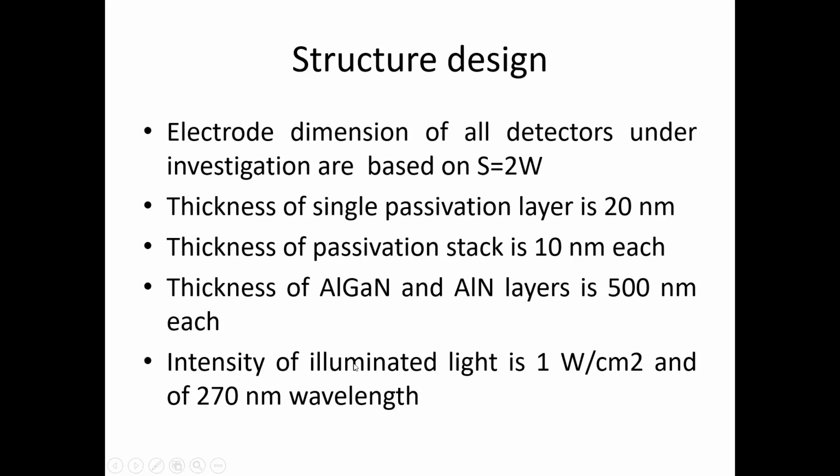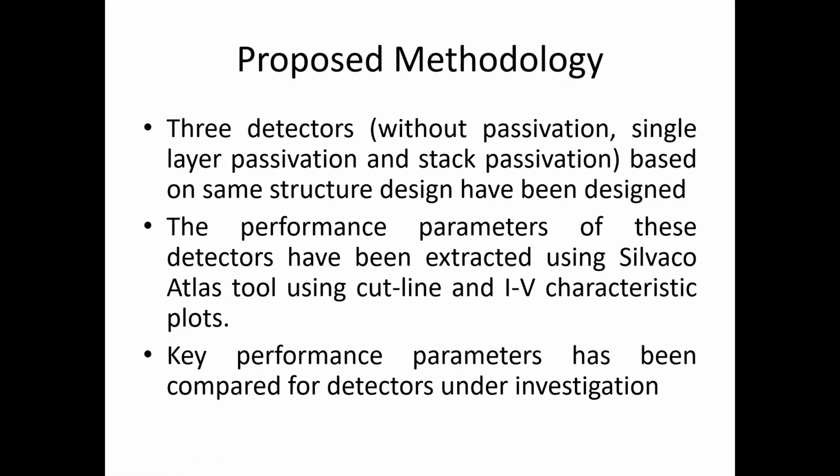For the intensity of illuminated light, we have focused a light on the photodetector so that we can convert the incident light into electrical current, output as a photocurrent. We have utilized an intensity of 1 watt per centimeter square, and the wavelength of light is taken as 270 nanometers. The wavelength basically corresponds to the band gap of the semiconductor material, which is aluminum gallium nitride.